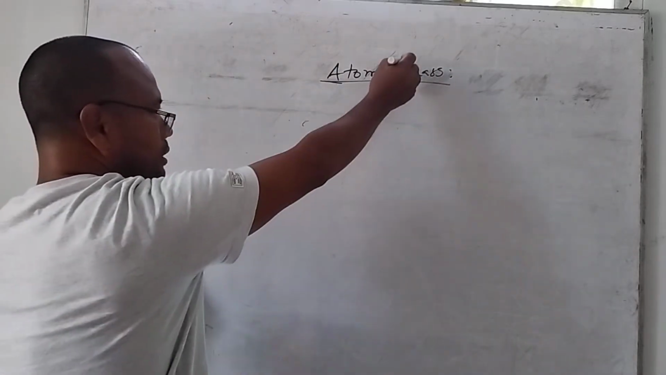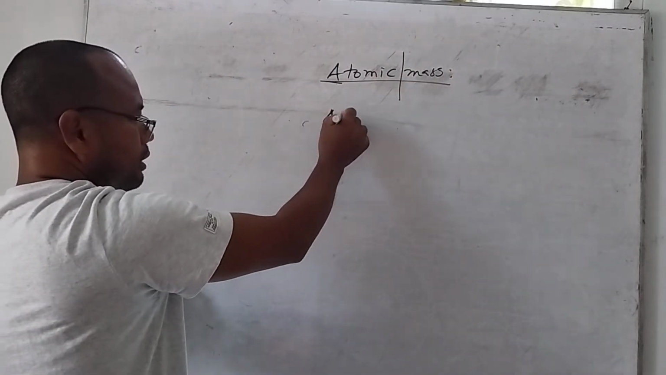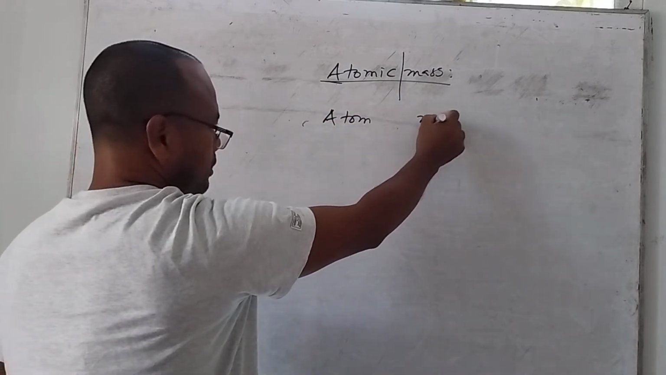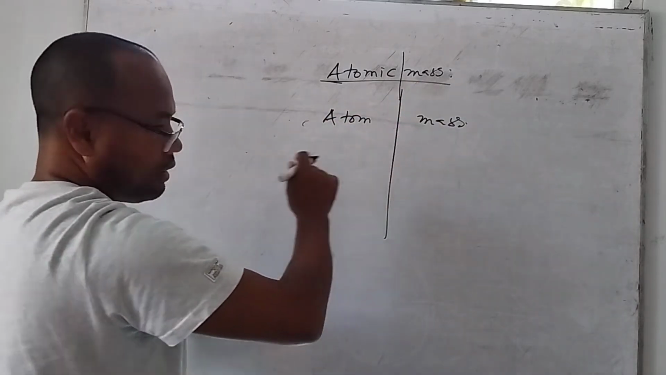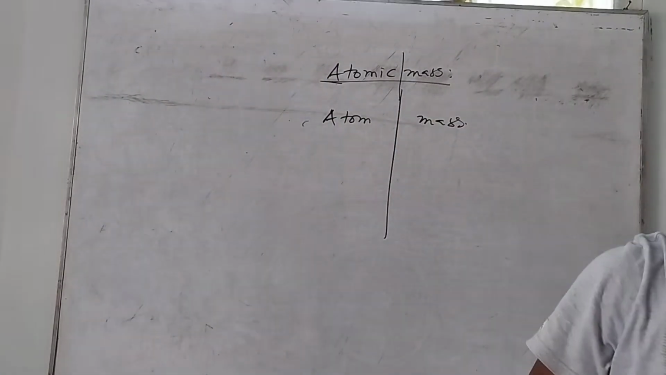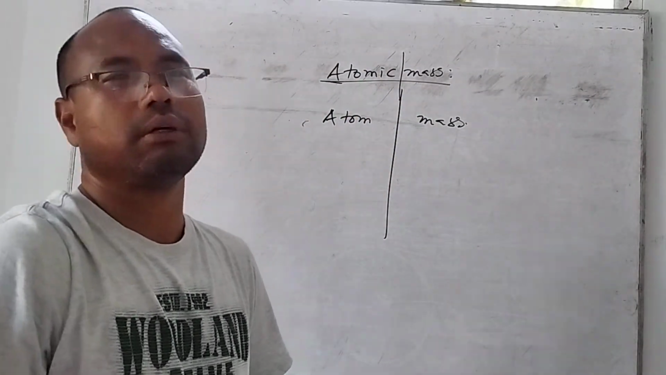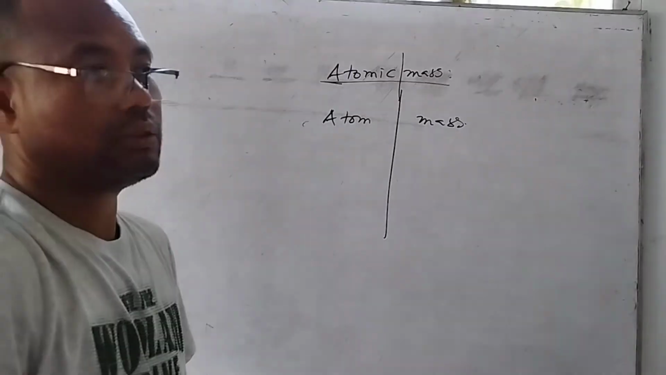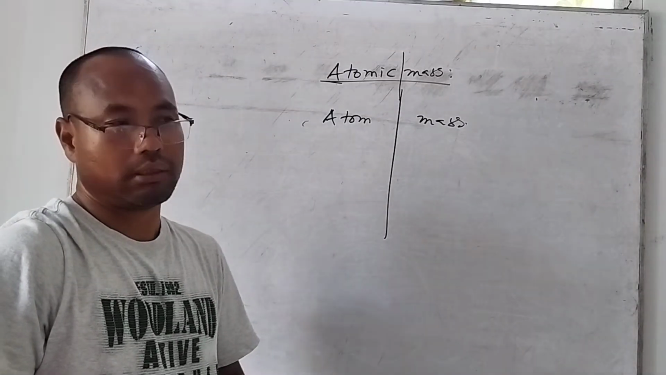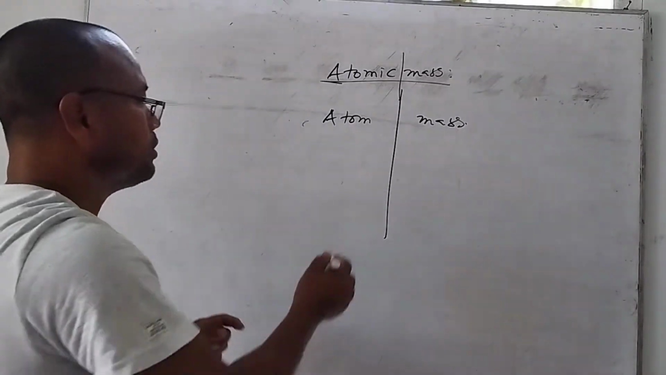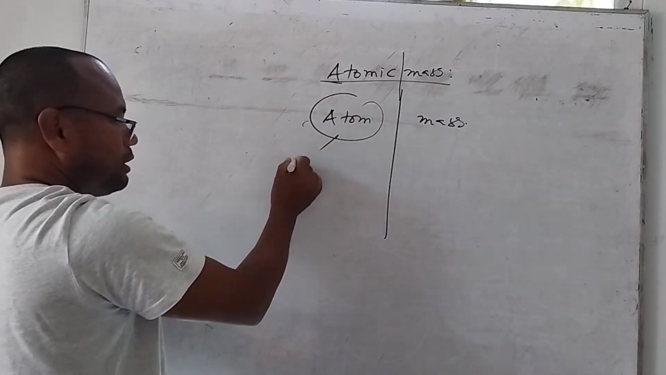So now I just divide it here. One is atom, another is the mass, right? I separate it into two parts. Now the question is, what is an atom? It's not the time to explain what an atom is because you know. It's the smallest particle present in an element. So this atom is present in an element.